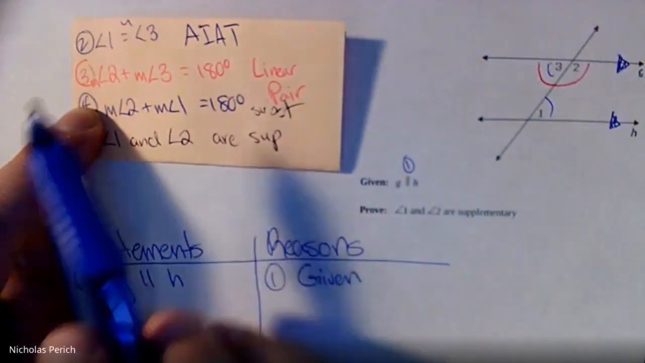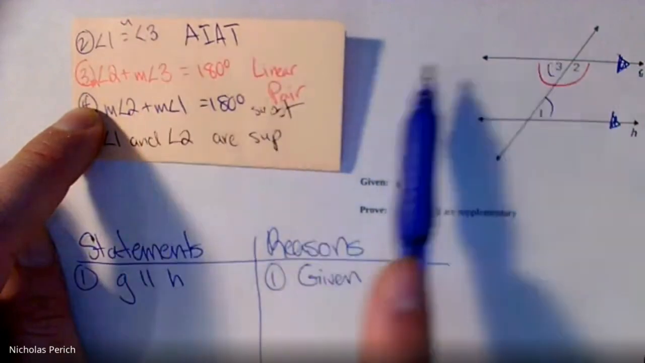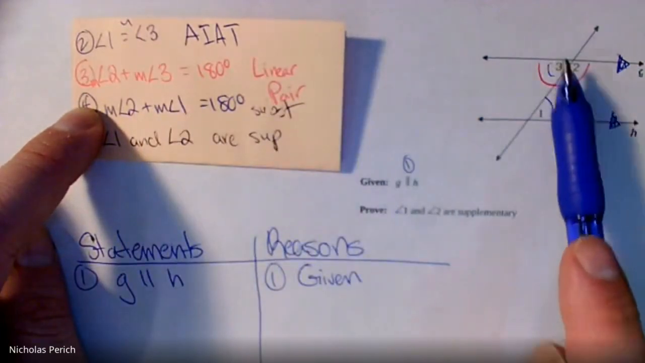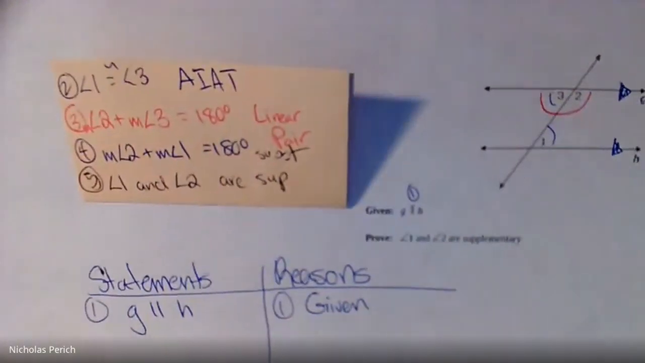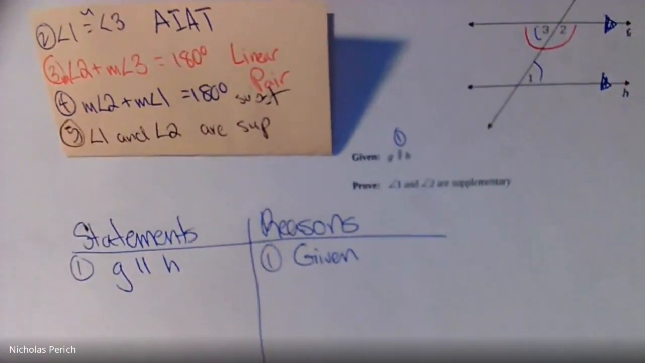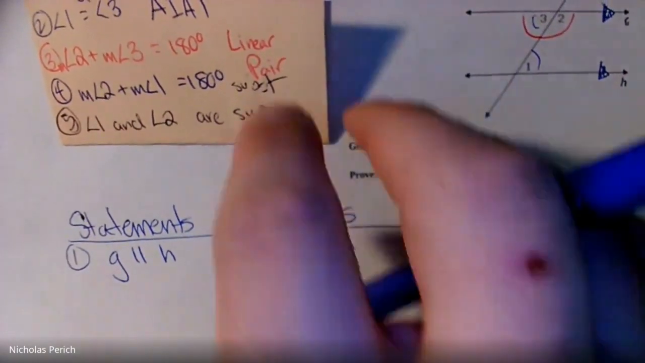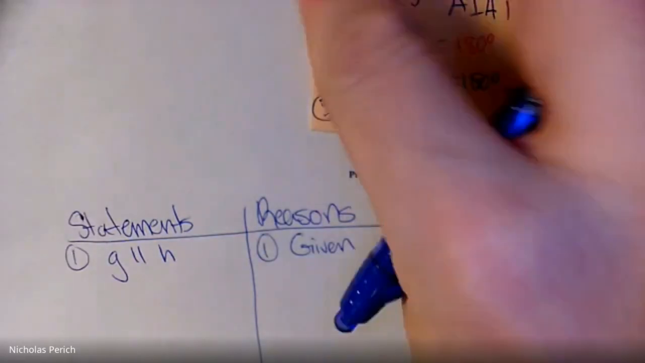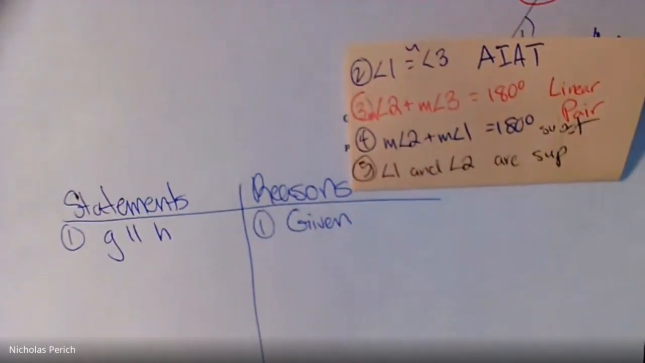So according to what I wrote up here, angle 2 is congruent to angle 3. And I know that angle 2 is congruent to angle 3 because of the alternate interior angles theorem. So let me move you over and down a little bit.